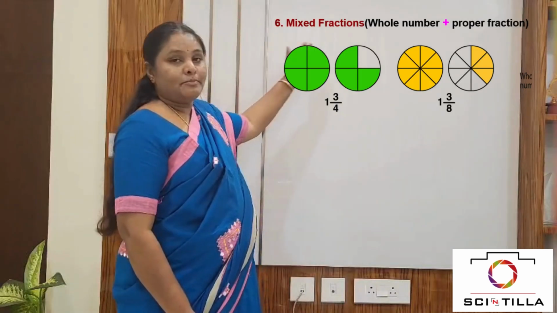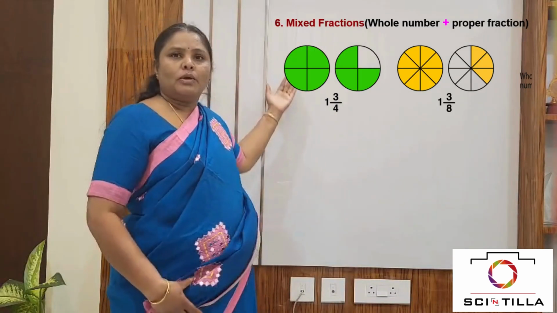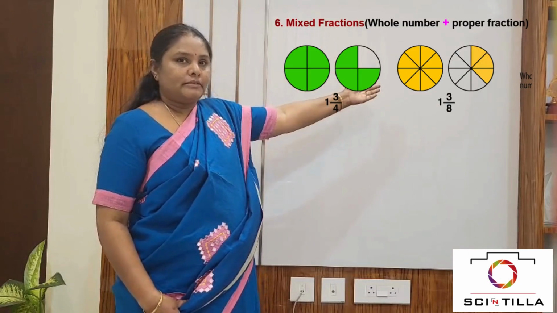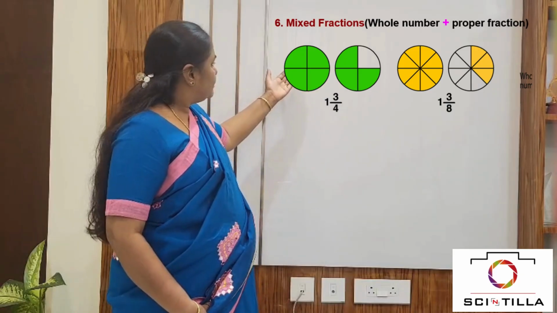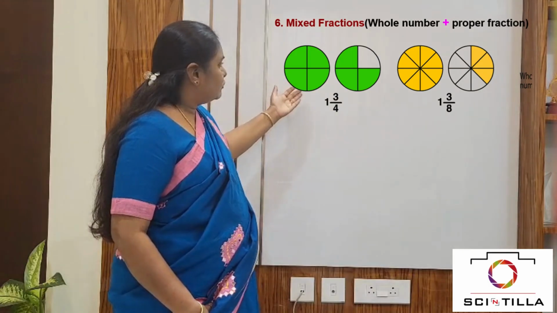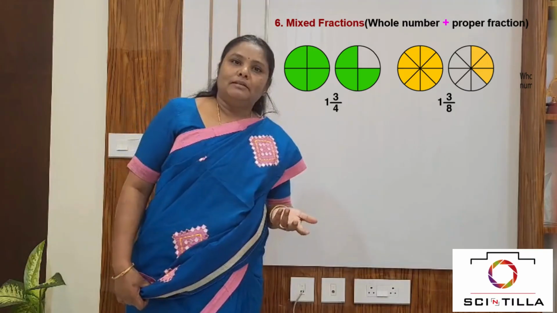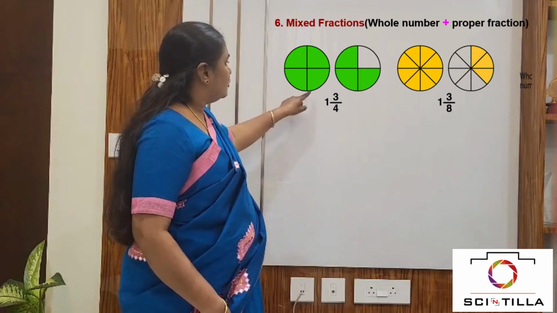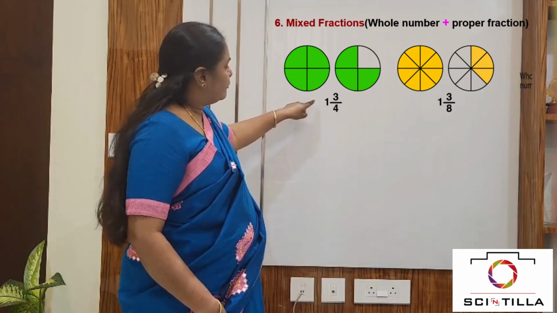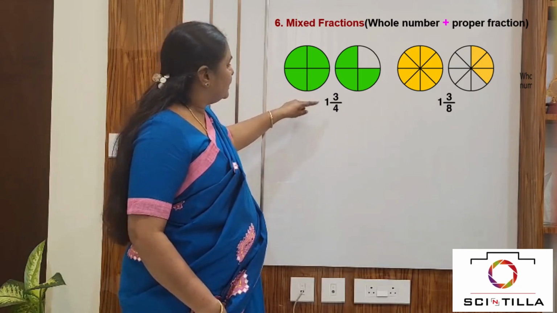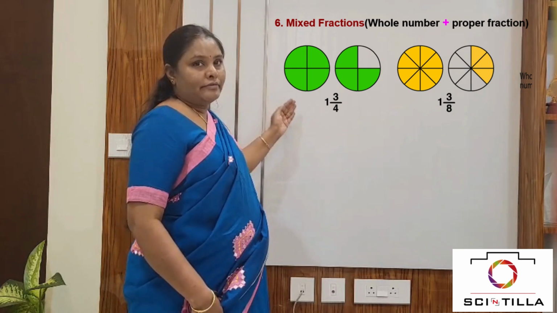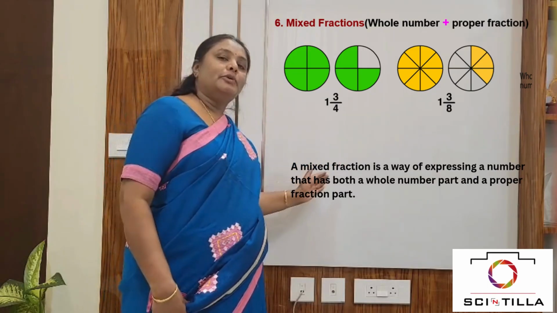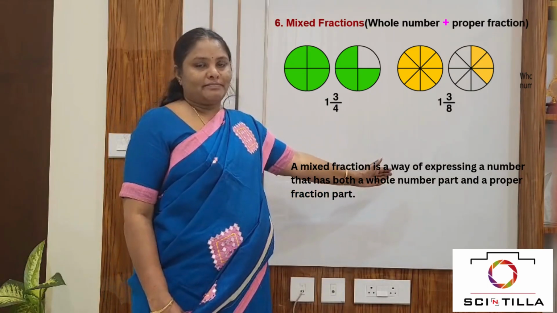Now, the last type of fraction, that is a mixed fraction. What is a mixed fraction? It is a combination of a whole number and a proper fraction. Now look at the given figures here. The fractions are written as 1 3/4 and 1 3/8. Here in the given fraction, 1 is called the whole number and 3/4 is the fraction. 3 is the numerator and 4 is the denominator, and the numerator is smaller than the denominator. So it's a proper fraction. A combination of a whole number and a proper fraction together is referred to as a mixed fraction.